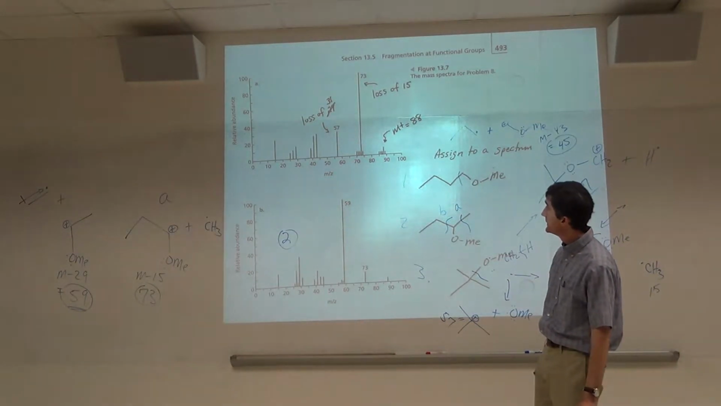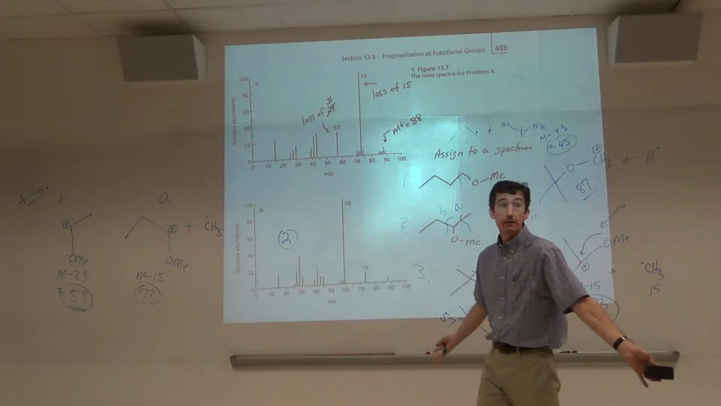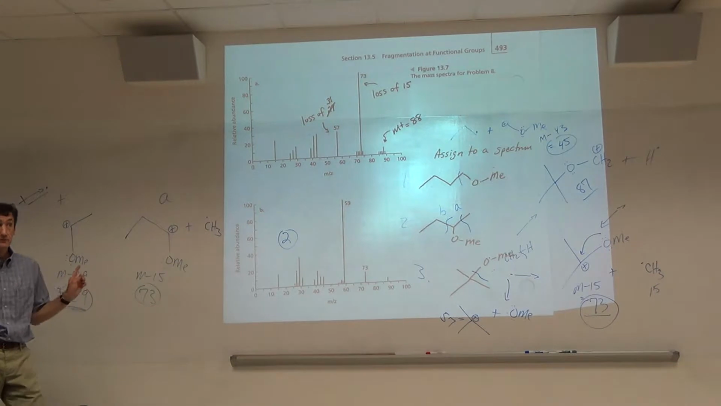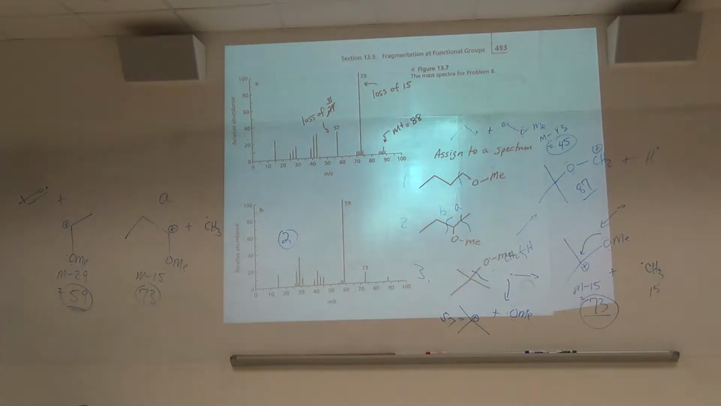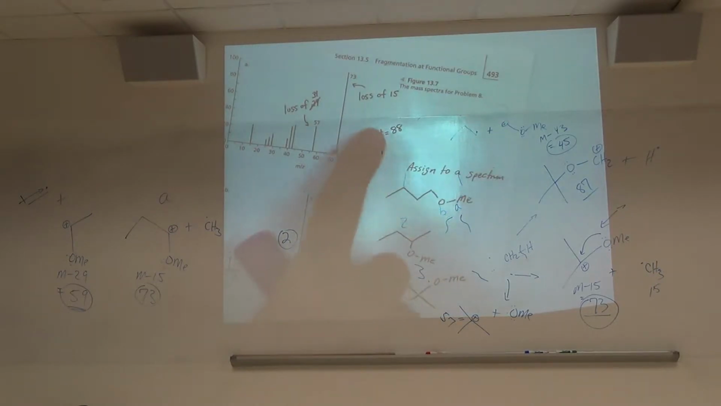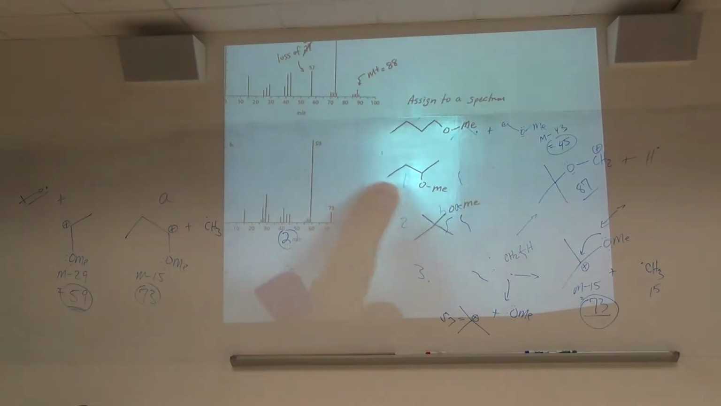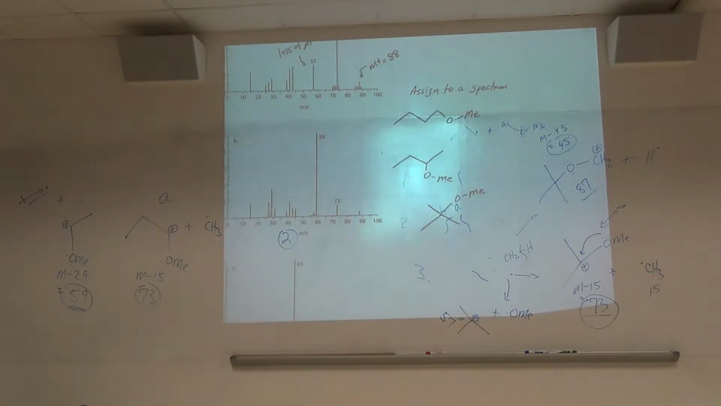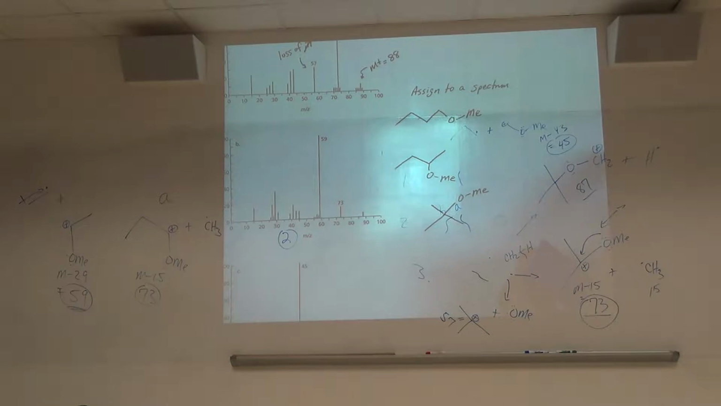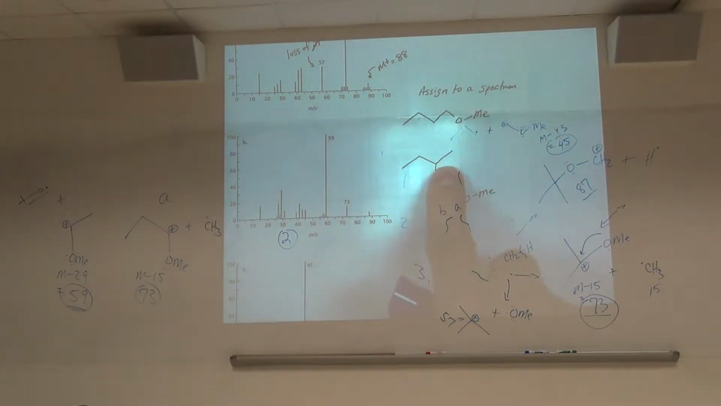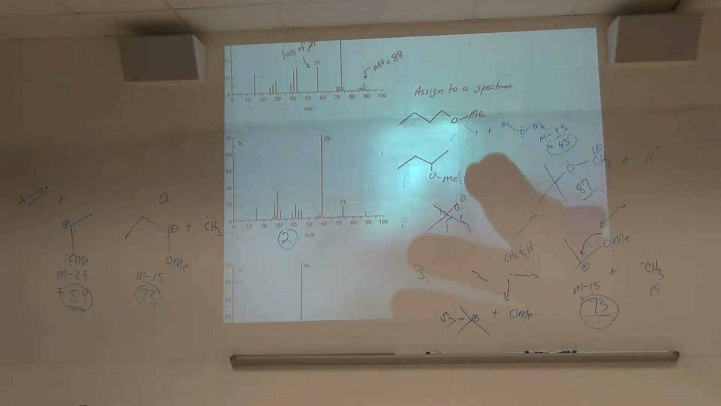Do we have to interpret the rest of the peaks to do what we were asked to do, to assign each compound to a spectrum? No. Why didn't we look at the 88? Because they're all 88 if you look at them. They're isomers. That's not going to help you distinguish which is which. Now, if that was 88 and this was 102, well, that's all you'd have to look at. Right?